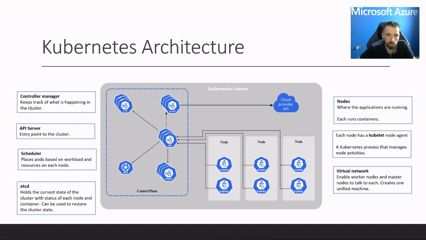Each runs pods containing our containers, and as I mentioned, the containers are spread out across these nodes. Each node has a kubelet node agent and the Kubernetes process, which manages node activities. Finally, we've got the virtual network, which I mentioned in the last slide. This enables worker nodes and the master nodes to talk to each other and create one unified machine.